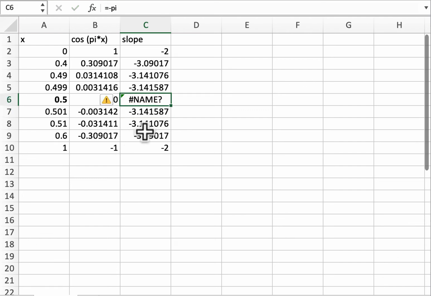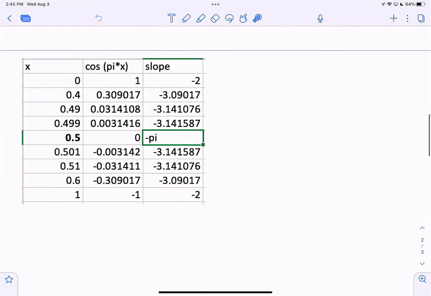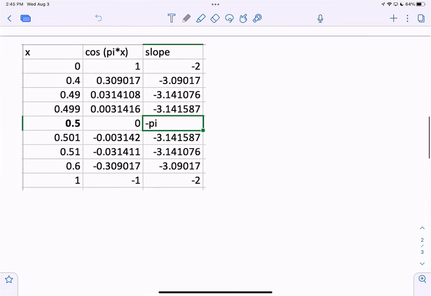Oh my goodness, I had to tell Excel that I wanted that entered as text, and then I took a screenshot. What we can see here is if I look at numbers approaching 1/2 from below 1/2, or from the left, if you're thinking about this as an XY situation, then the slopes are going from -2 to -3.0 to -3.1 to -3.14. They're tending toward pi. And then if I approach 1/2 from the right, from numbers bigger than 1/2, I have the same trend. They're going toward negative pi.